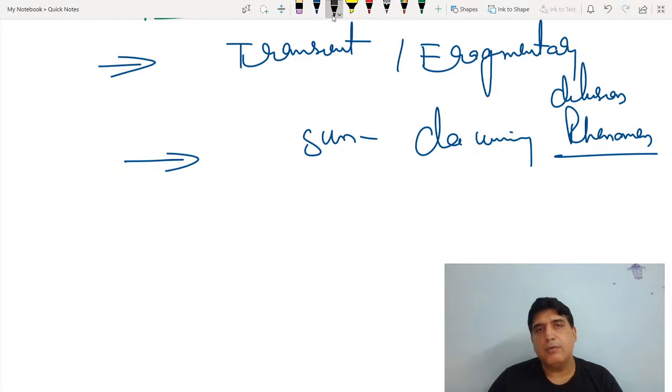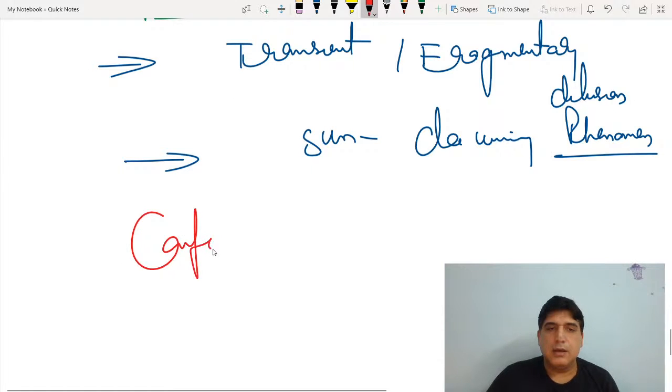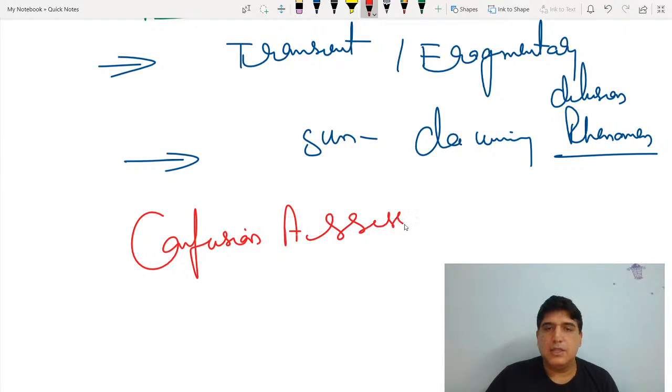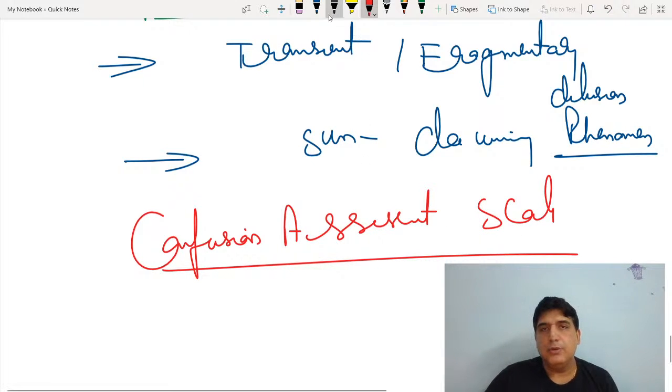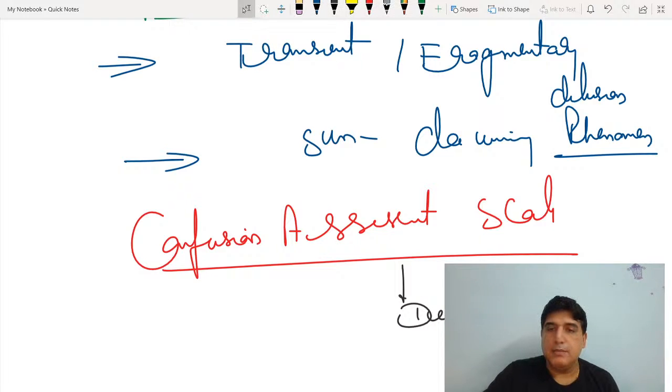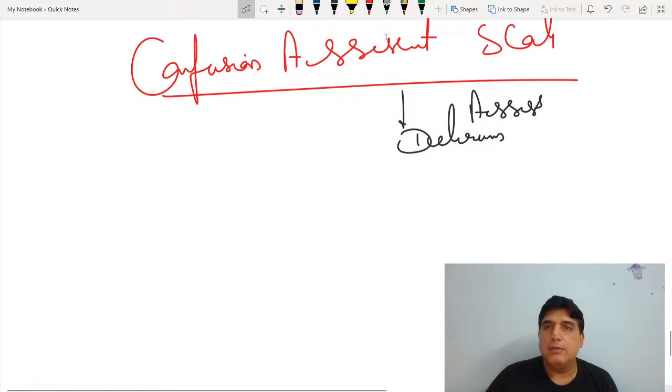Criteria you have gone through. Just remember the confusion assessment scale we use to assess delirium. This is a very important question.